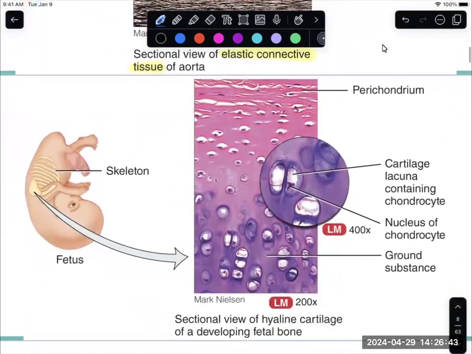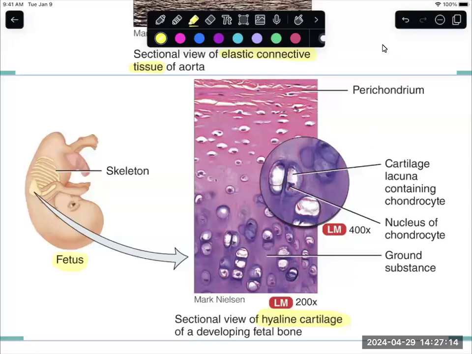Okay, now we're looking at cartilage. This is hyaline cartilage. We'll look at the differences between the different types of cartilage here. Hyaline cartilage is the most abundant cartilage in the body. It's the one we have the most of in a developing fetus. The skeleton starts as hyaline cartilage before it calcifies over.